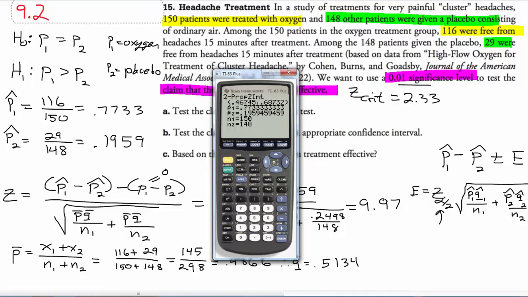All right, that's how to tackle questions with two proportions when you're doing hypothesis testing.